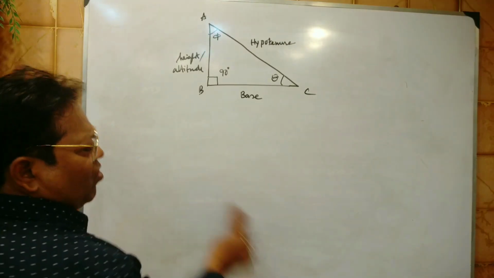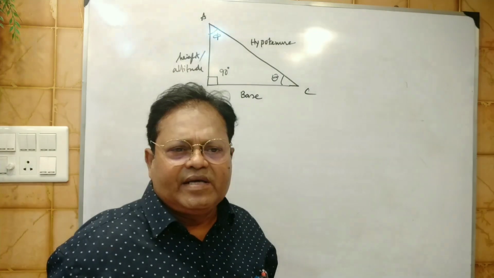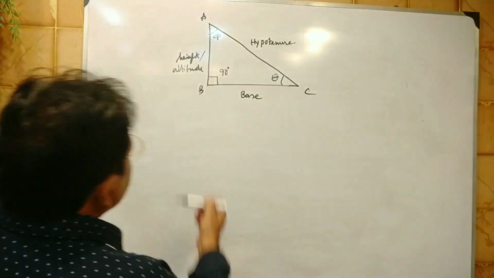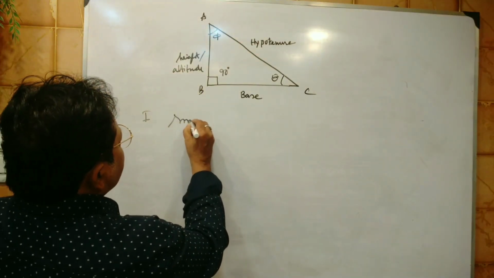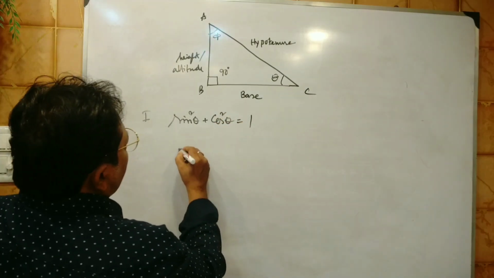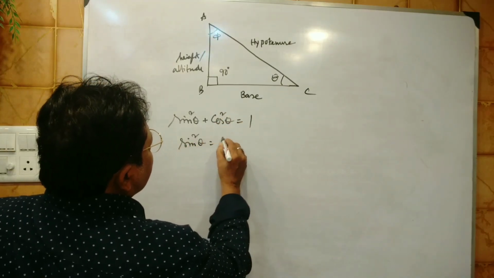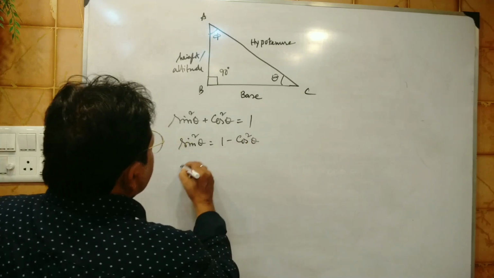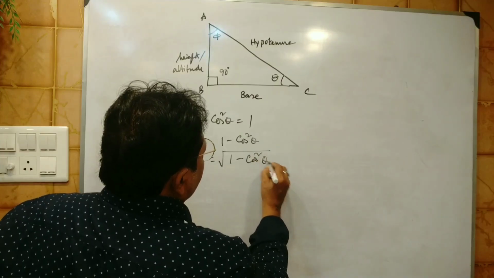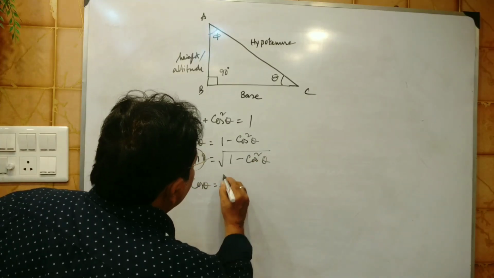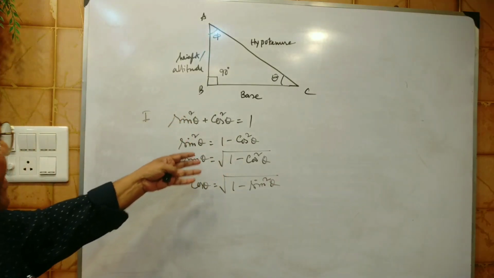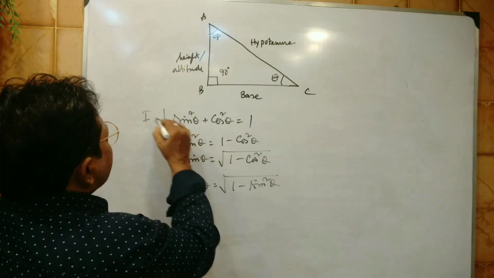Identities mean that for all values of the variables, the two sides of the equation remain the same. For any value of the variables, it is the same. Suppose the first one is sin square theta plus cos square theta is equal to 1. From here I can write sin square theta is equal to 1 minus cos square theta. Then sin theta is equal to root over 1 minus cos square theta, and cos theta is equal to root over 1 minus sin square theta.